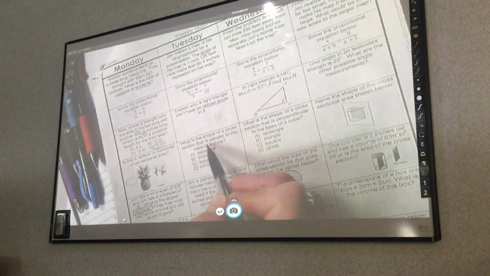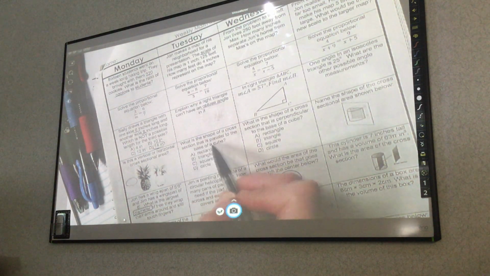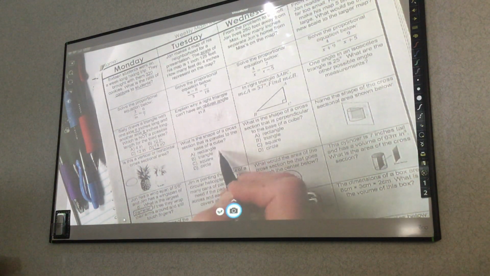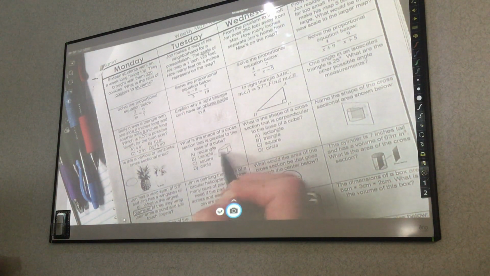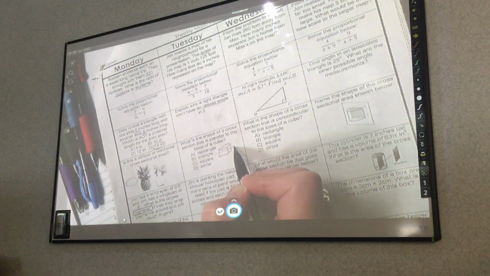Number 4, what is the shape of a cross section that is parallel to the base of a cube? Here's my cube. Parallel to the base. What is my shape? Square.